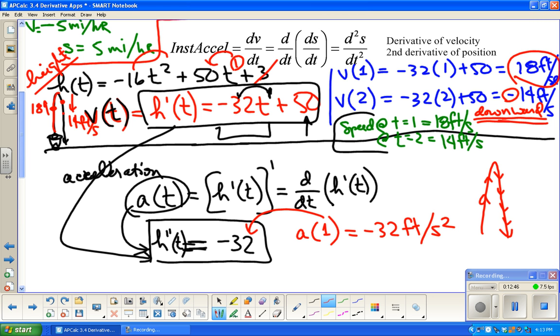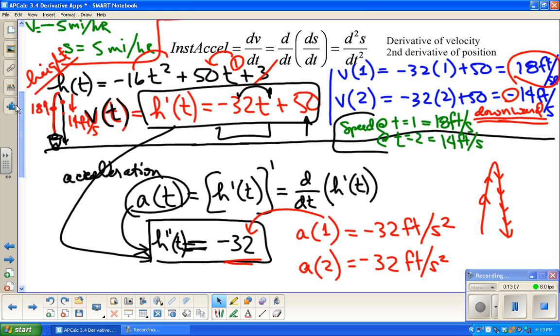Okay? Well, the acceleration at time 2, well, it's also negative 32 because it's constant. The acceleration for this sucker was constant. So every time a second goes by, the velocity is decreasing by 32 feet per second. Okay? And that's a constant change of its velocity. All right. Let's move on.